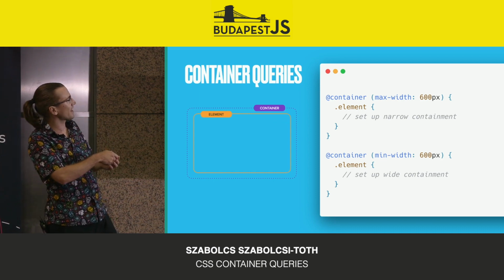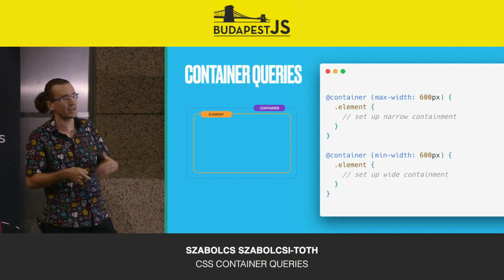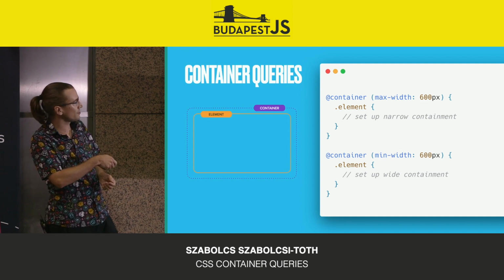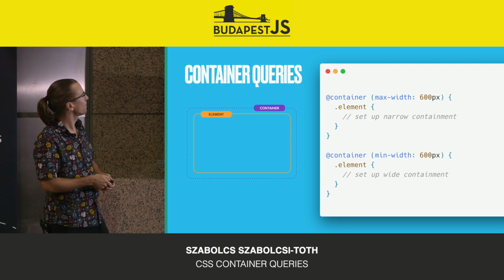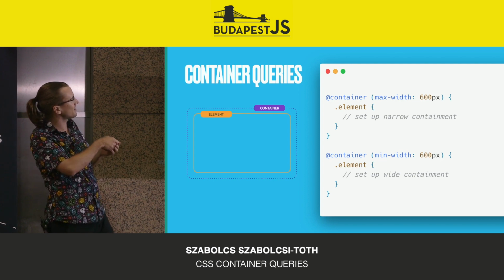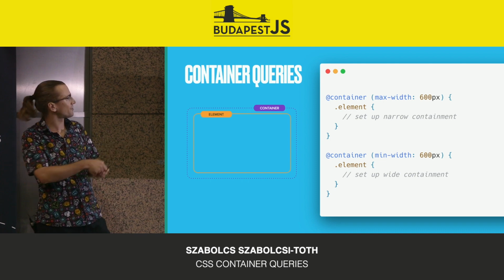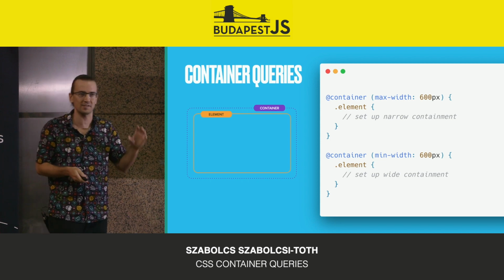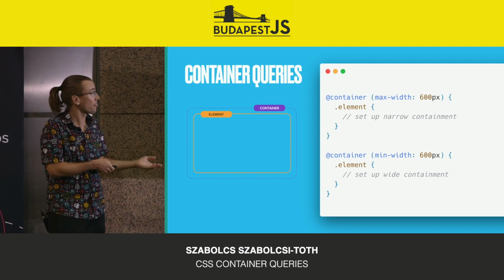And this is how it looks. There is a new keyword in CSS called @container. It's like the @media for the viewport. With @container, you can use the same rules like you do for media queries. Now, these are the elements that are inside the container. So you can set up containment for narrow content, you can set up for wide containment, and you can create a different set of CSS rules. Basically, this is the same that you can do with viewports.